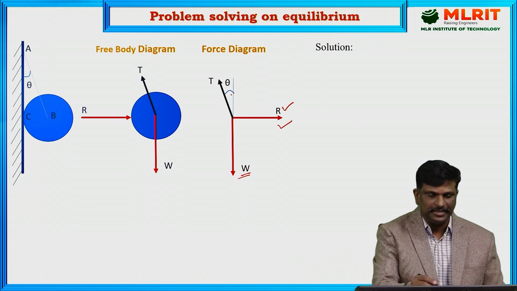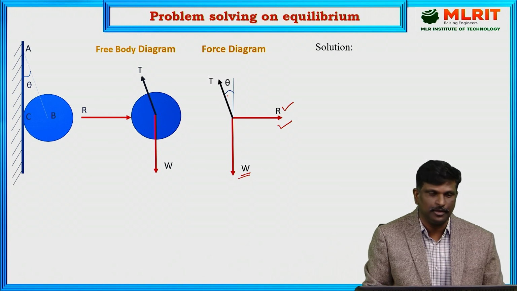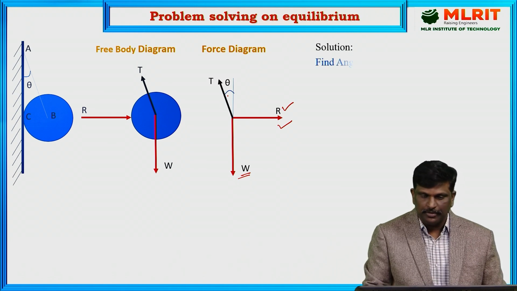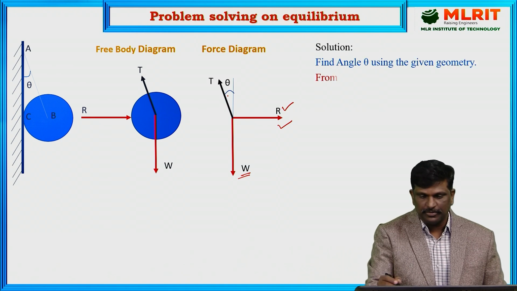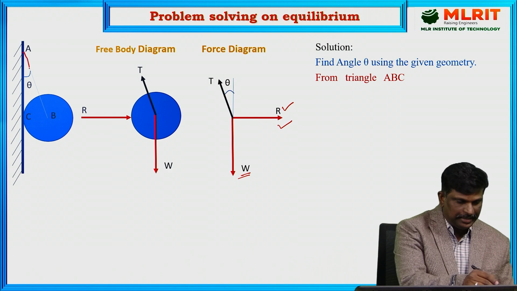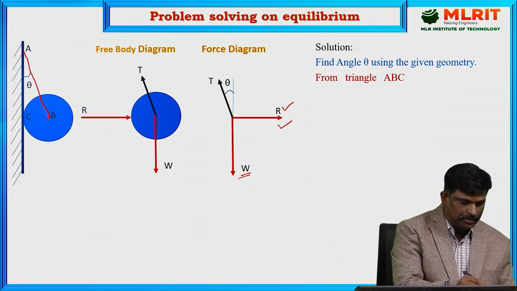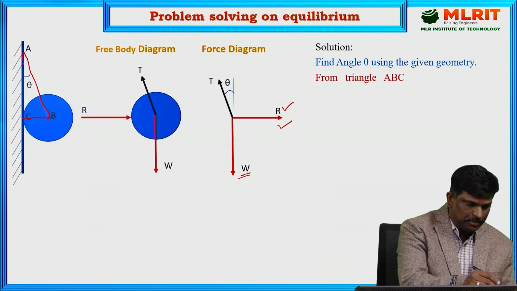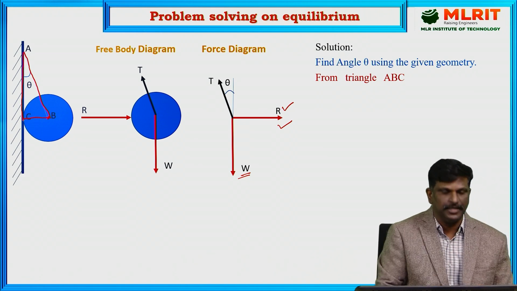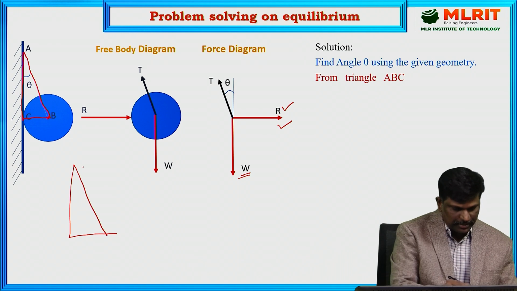To calculate theta, I'll take the data given in the physical problem. So find the angle theta from the triangle ABC. Here we can find the triangle ABC. AB is the string and C is the contact point and this vertical line. It is a right angle triangle. ABC is a right angle triangle.